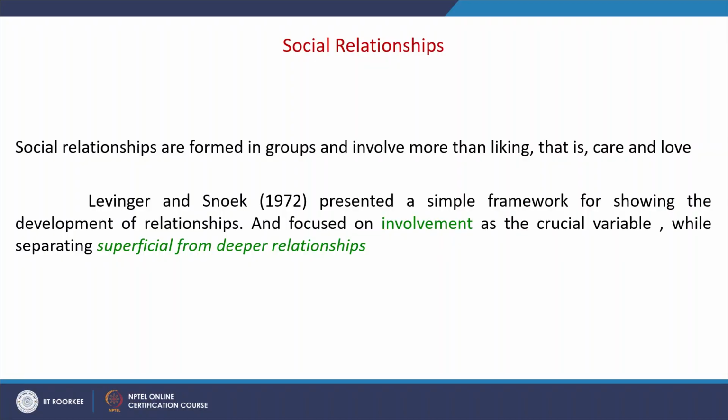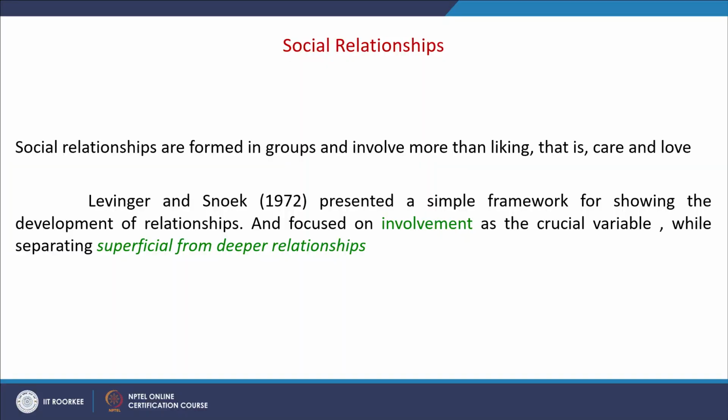That means when any individual has a desire to satisfy his sense of belongingness, the person also tries to move forward to establish a strong bonding with the other person in the group. And this is termed as social relationship, which is formed in groups and involves more than liking, that is care and love, and sometimes it leads to intimacy. For example, between two friends, between siblings, between close associates or even couples who are engaged in love.